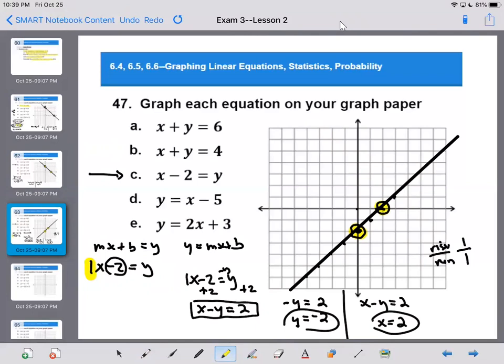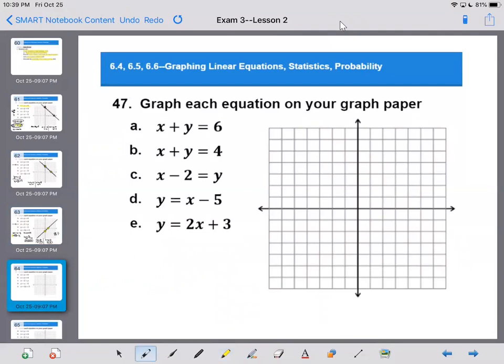Looking at part D and E, they are already both in the y equals mx plus b format. So I'm just going to go ahead and go to negative 5, 1, 2, 3, 4, 5 below 0, and that's a slope of 1. So I know that's going to be rise 1, run 1, up 1, right 1, up 1, right 1. And that would be my line. You'll notice there's my y-intercept and there's my x-intercept.